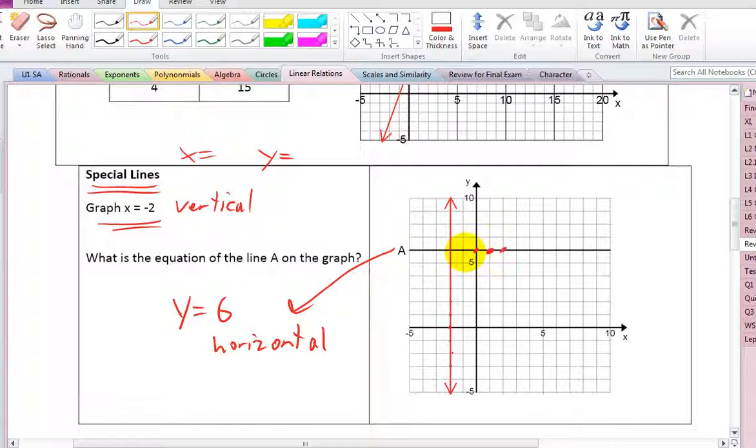Right? If you're stuck and don't know how to do this, find some points. (0, 6), (1, 6), (2, 6), and everything's 6 along that line. So now you can see that y equals 6. Okay, so when you're stuck on these, find the points. There'll be one number that's always the same. That's your equation. Okay.